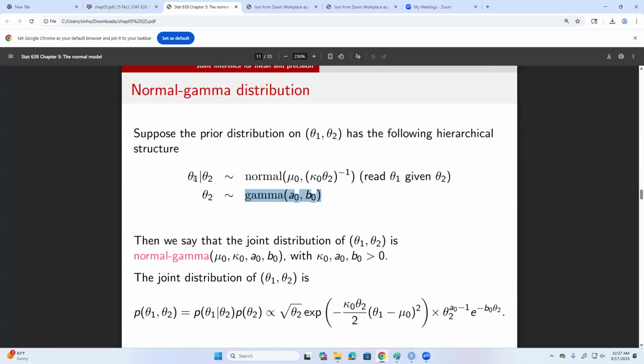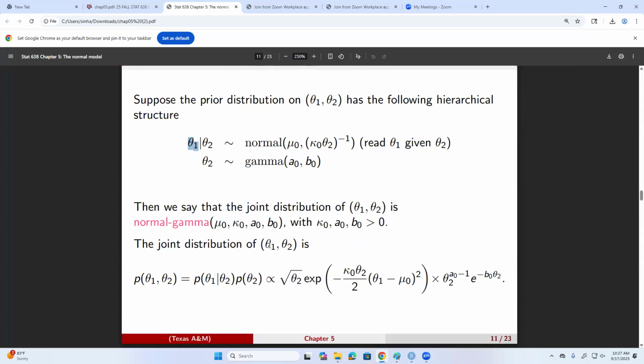So this prior distribution is called normal gamma prior, and the parameters are mu sub 0, kappa sub 0, a sub 0, b sub 0. The last two parameters are for the gamma parameters, and the first two are for the conditional prior of theta 1 given theta 2.